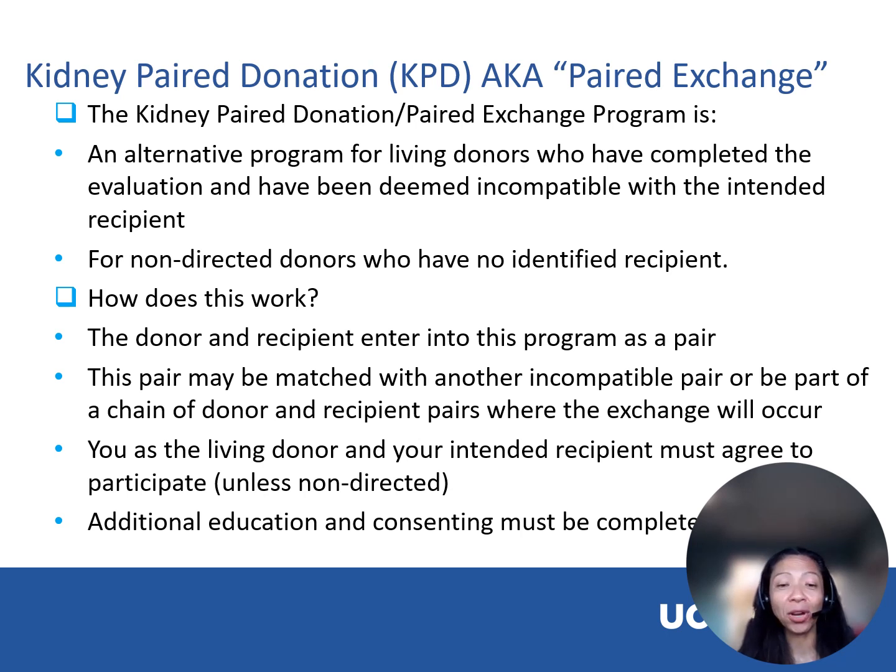And how does this work? The donor and recipient enter into the paired exchange program together as a pair, and then the pair can be matched with another incompatible pair or be part of a chain, which consists of several living donor and recipient pairs. You as a living donor and your intended recipient must agree to participate, and you both will receive additional education and consenting.